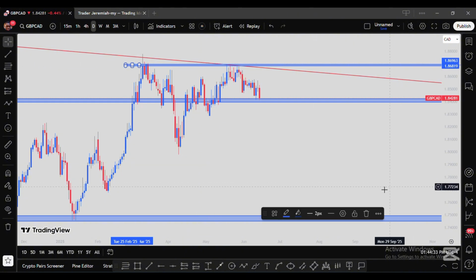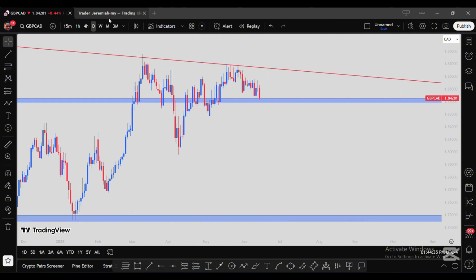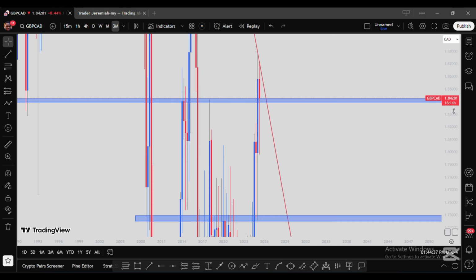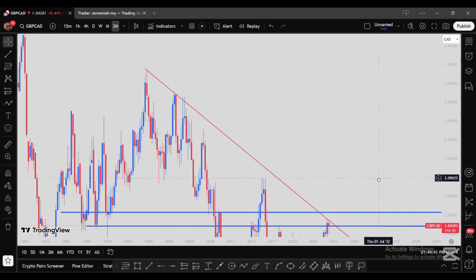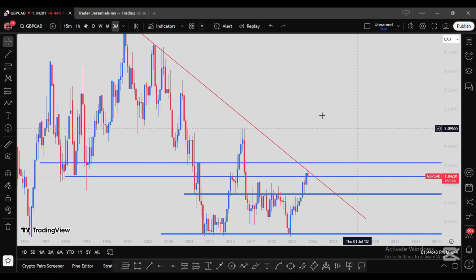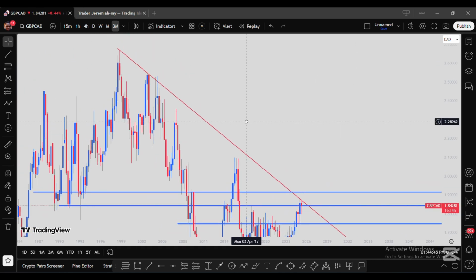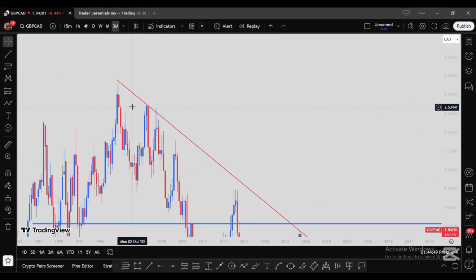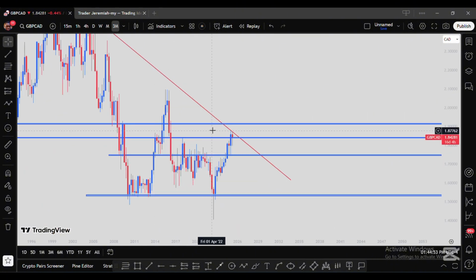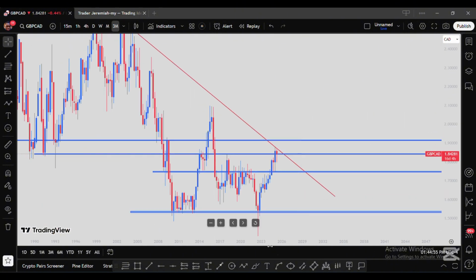The overall direction of the market is clear if we go to the 3-month time frame to see how price was moving. We see that the direction of the market on the 3-month time frame is clearly to the downside. Price was respecting this descending trend line. We have a first touch here, another touch, and also another touch here, and now price has already come back up to test the level again.